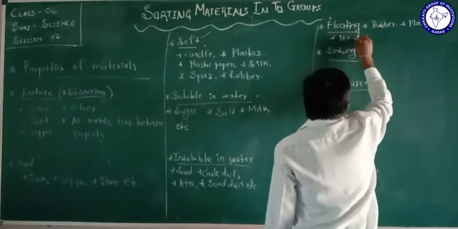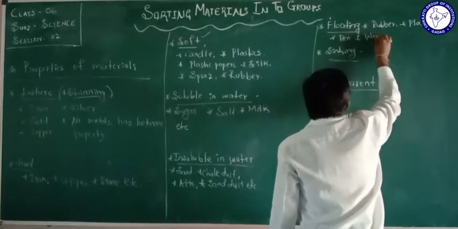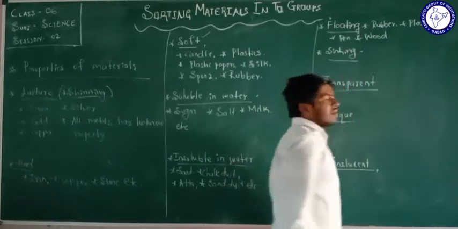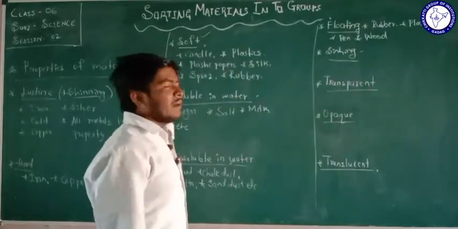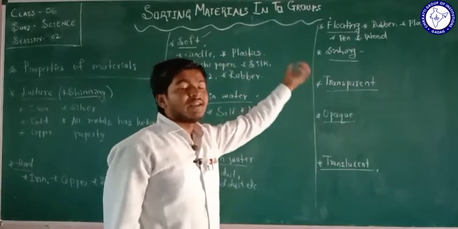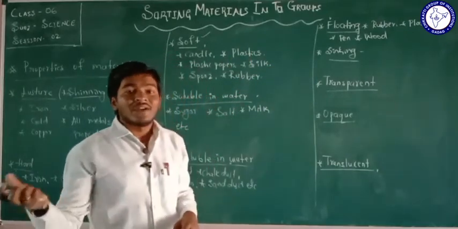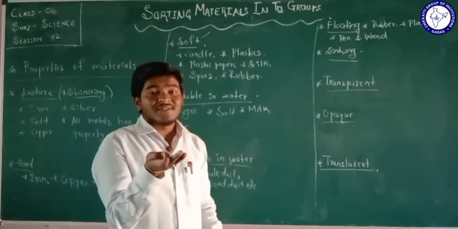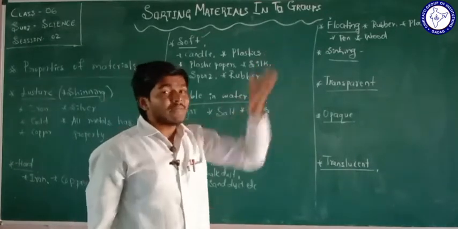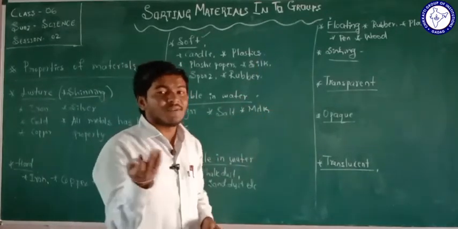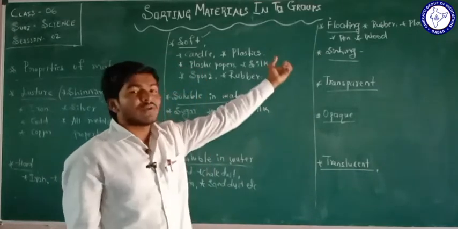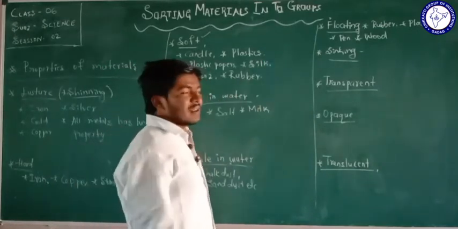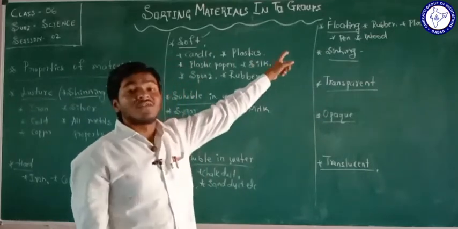And wood also has a floating property, so we can make a group based on the property that is called floating. The materials which float at the surface of the water are called floating materials. So we are going to group the materials based on the characteristic called floating.